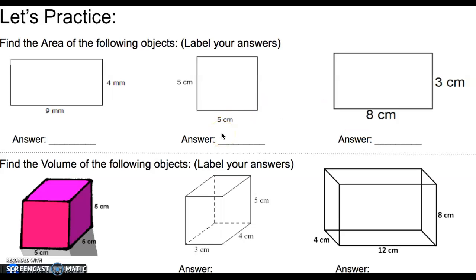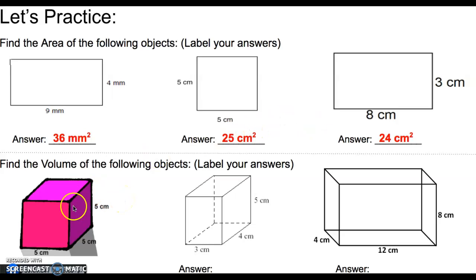All right, hopefully you clicked pause and you're trying them right now. All right, so now let's say you did these. So let's see. For area, you're going to do length times width. So in this case, 9 times 4. And when you do 9 times 4, you know that that is 36, and it's going to be millimeters squared because we're multiplying two things together. 5 times 5, 25 centimeters squared, because now the unit is centimeters. And the last one, 8 times 3, 24 centimeters squared. Did you get those? Hopefully you got those. Good job if you did.